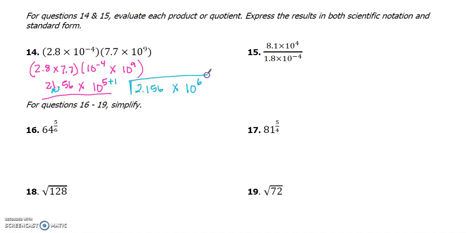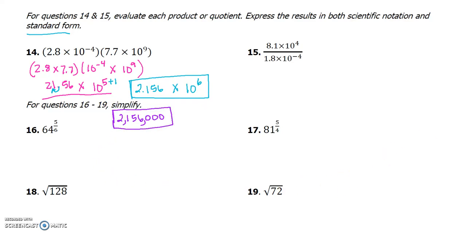So here this is in scientific notation, but it also said standard form, which means just a regular number, right? So if I move this decimal point 6 places to the right, I should come up with my numbers. So I move it 1, 2, 3, but I need to go 6 places, so we're going to add 4, 5, 6. So this would be my answer in standard form.